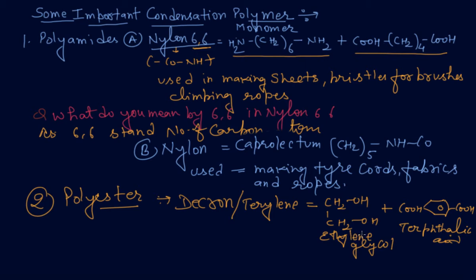It is grease resistant, and it is also very important to learn this one. It is used in blending with cotton and wool. Its main uses: it is grease resistant, and it is blended with cotton and wool fibers to make wash and wear clothes. It is also used in making seat belts.